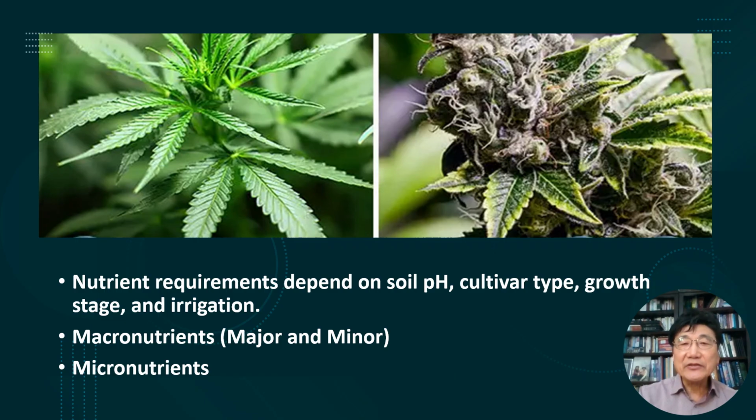Cannabis is a highly nutrient-demanding crop, especially during vegetative growth. Nutrient requirements depend on soil pH, cultivar type, growth stage, and irrigation. Particularly, plants need nitrogen, phosphorus, and potassium. They are called the primary macronutrients, and others are called micronutrients.